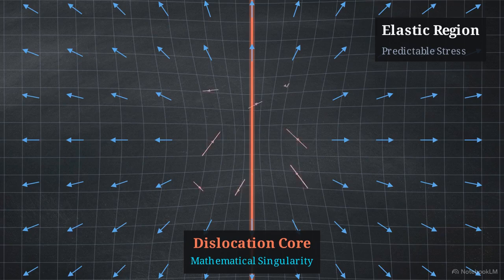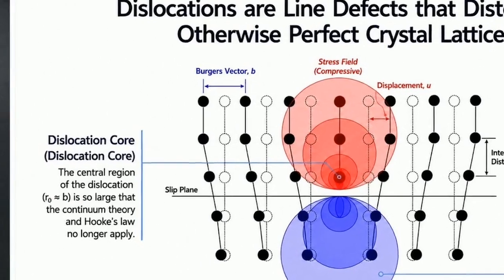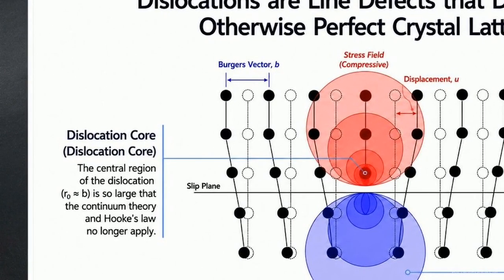But right at the center of this defect, standard mechanical laws break down. This diagram illustrates the problem. Look at the red central region, the dislocation core. Here, the distance from the defect, R0, is roughly equal to the Burgers vector, b. The atomic distortion is so extreme that continuum theory and Hooke's law simply do not apply.